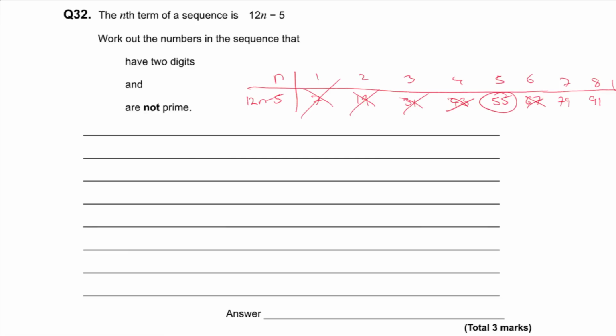It's a good idea to remember your primes up to 100 for this exam. A bit like triangle numbers, square numbers, cube numbers, your prime numbers up to 100. It's kind of handy for these sorts of questions. 79 is also prime. 91 is not prime. It's actually 7 times 13. So those two numbers are the only not prime numbers that are in that sequence. So that I've got 2 digits, so they're my answers. So it's going to be 55 and 91.